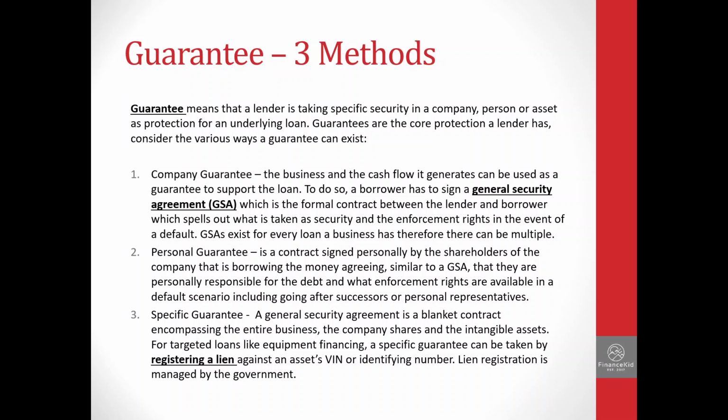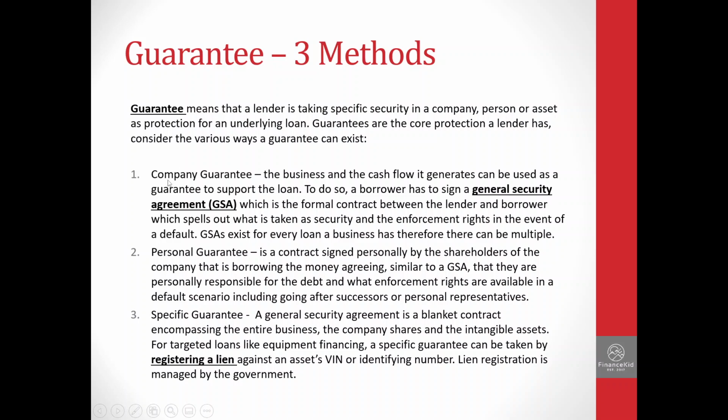So typically a commercial lender, and I kind of focus more on commercial lenders in my video, a commercial lender will first take a company guarantee and then supplement their security if they're not confident in the company by taking a personal guarantee to make sure that the borrower is really committed to taking that loan, to paying back that loan, because now they've personally guaranteed this debt. So that's a very powerful guarantee. And then last type of guarantee is a specific guarantee.